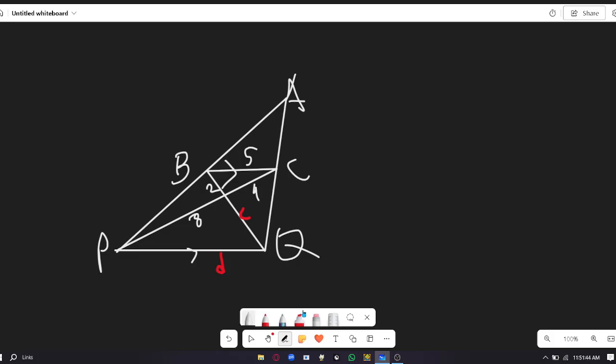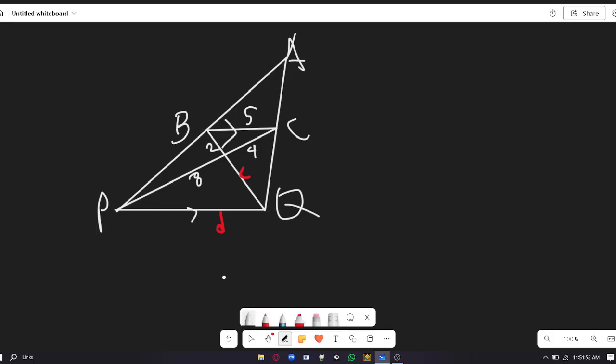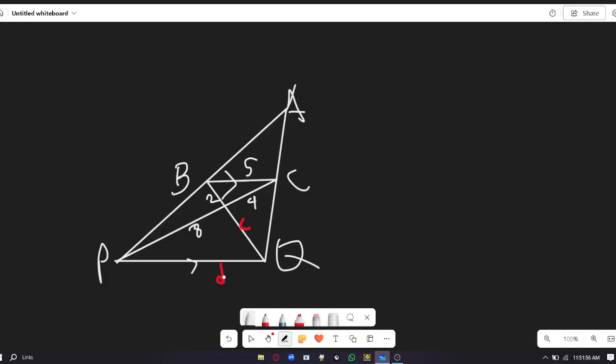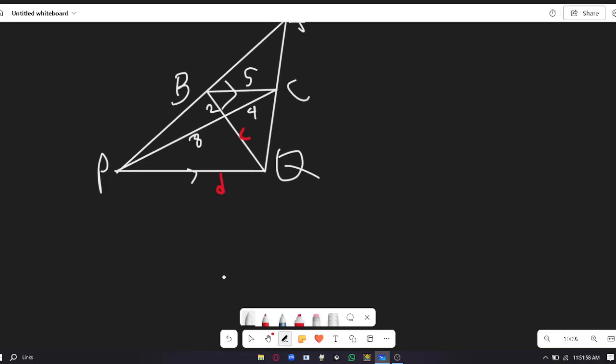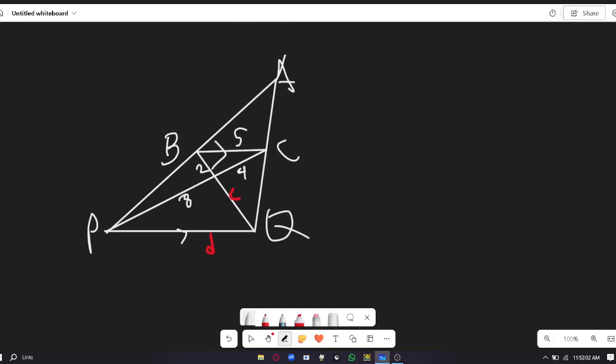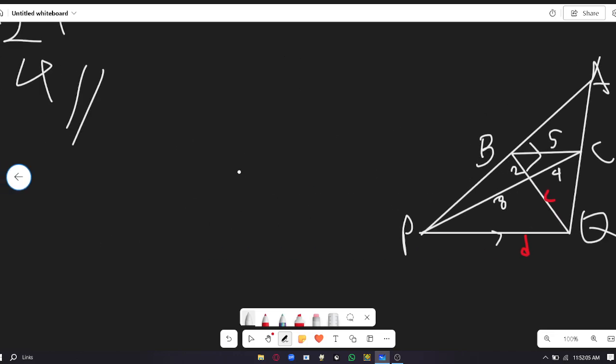That's a weird looking 4. Let me just write this correctly. There you go. Okay, so how do we find these values? We can see that there are parallel lines.